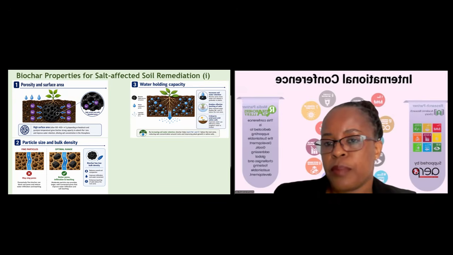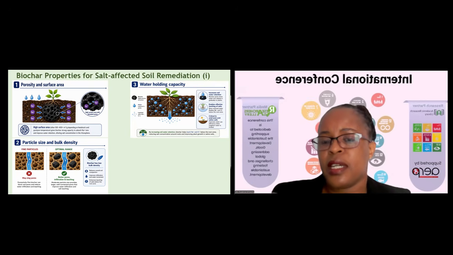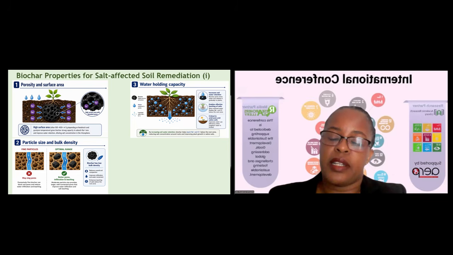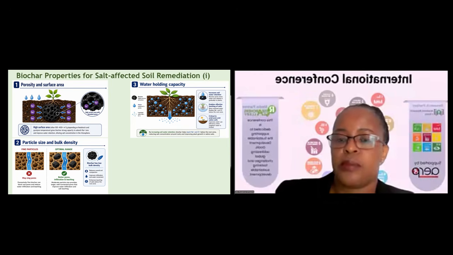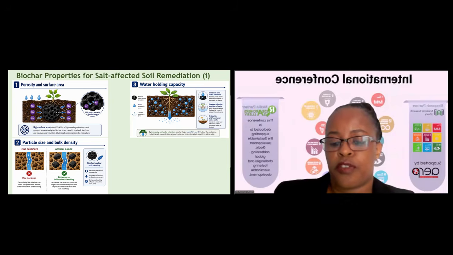However, because of its porosity, biochar can improve the water holding capacity. As you can see in the illustration there, it can enable the leaching of excess salts, and especially in arid and semi-arid areas, this is important. An improved water holding capacity of a soil means that you can produce more from that soil.